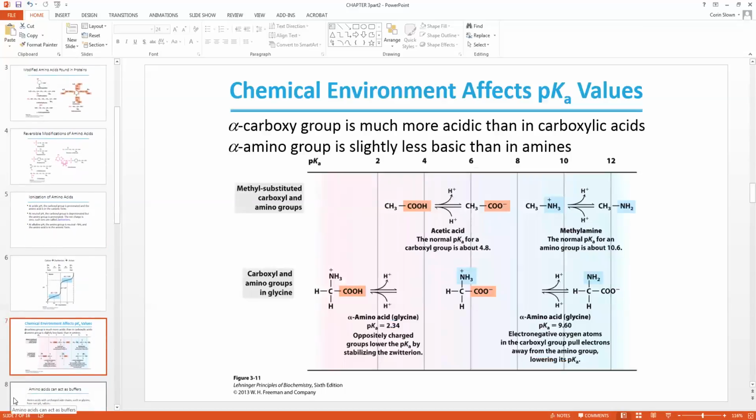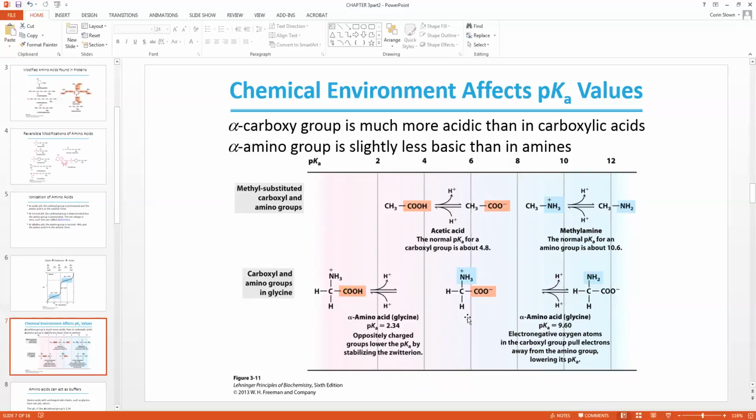Now let's think about why we might care about this content. Well, we know the chemical environment affects our pKa values. So our carboxyl group is going to be much more acidic than in carboxylic acids, and an alpha amino group is going to be slightly less basic than in amines. And so if you take a look at what's going to happen from a behavior standpoint, so let's say I have my alpha amino acid glycine. Its pKa is 2.34. Its oppositely charged groups lower the pKa because it stabilizes that Zwitter ion.